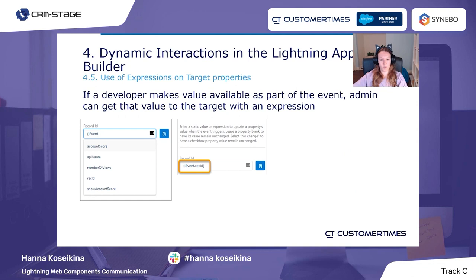So the values which we send in our custom event can be mapped to different variables, different properties on a target. And we can use expressions. Expressions for now can start only from event dot. And if we have different fields on an event, we can select what exactly should be mapped to what exactly field on a target component.